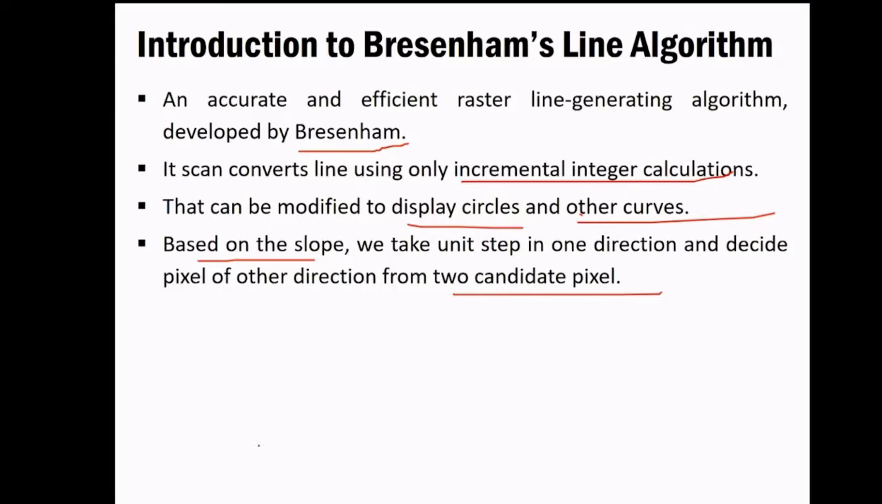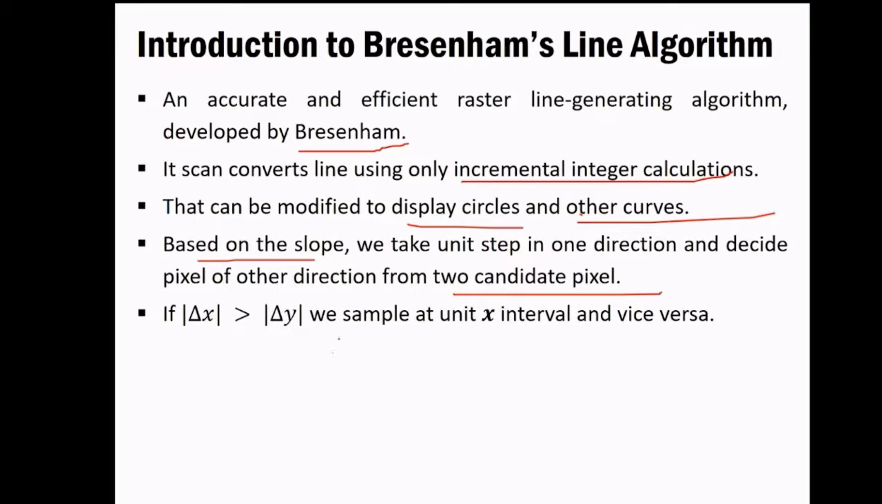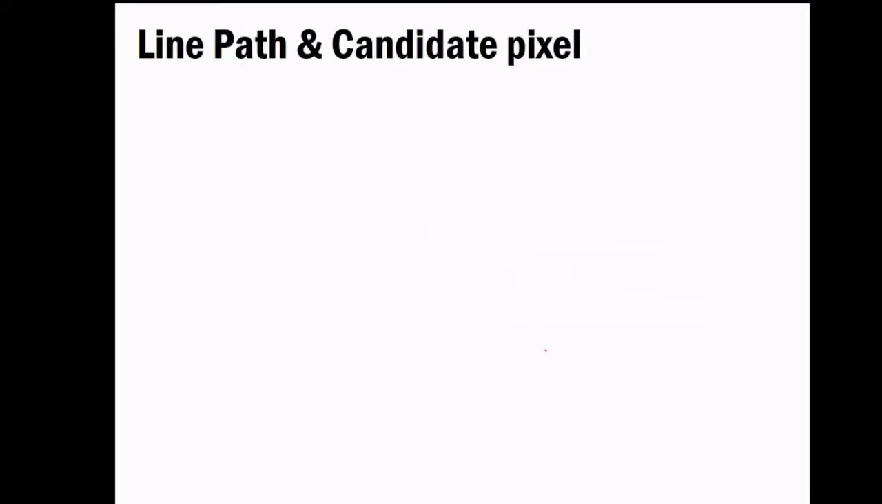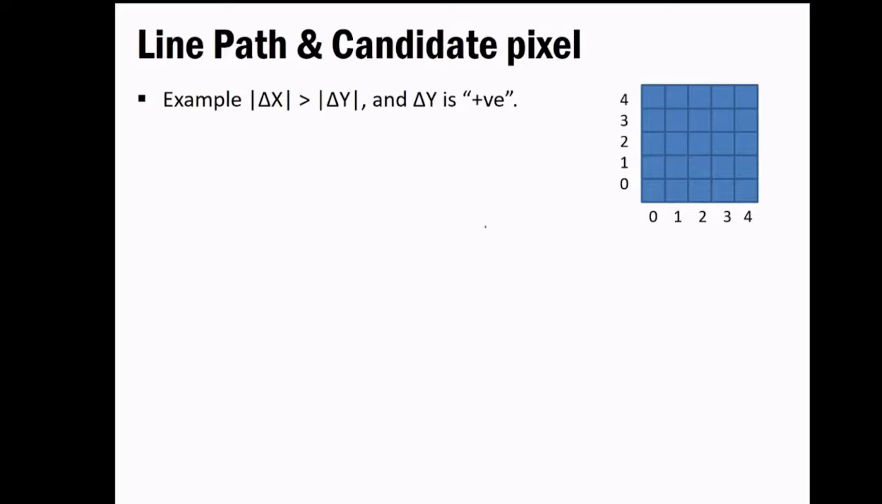We'll continue with the Bresenham line algorithm. The very first condition to check is whether delta x is greater than delta y. If this is the case, we have to sample at unit x interval, and vice versa. So if it is not greater than delta y, then we have to sample at unit y interval. The similar case is to be followed over here, but one difference is to check the candidate pixel that is closer to the line.